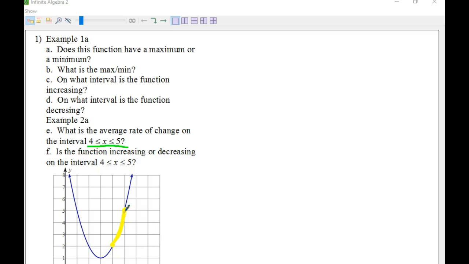Now let's go ahead and we'll do our formula. What is this point right here? Which one? Sorry. 4, 2. Yeah, 4, 2. And what's this point? 5, 5? Yes, sir. Okay, let's find the average slope.